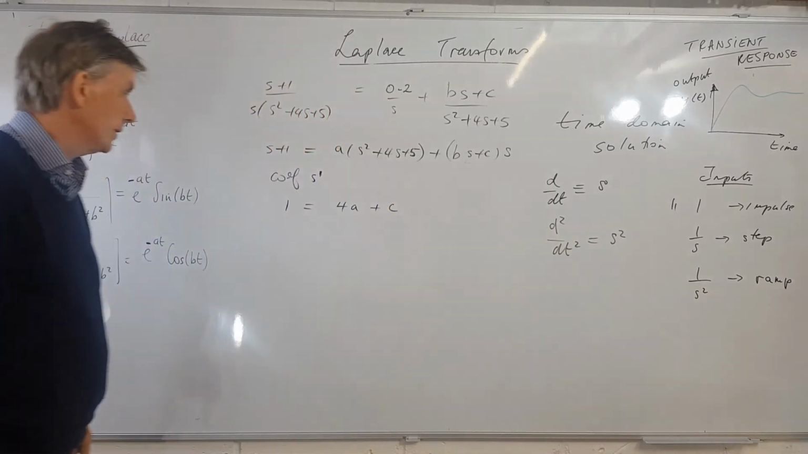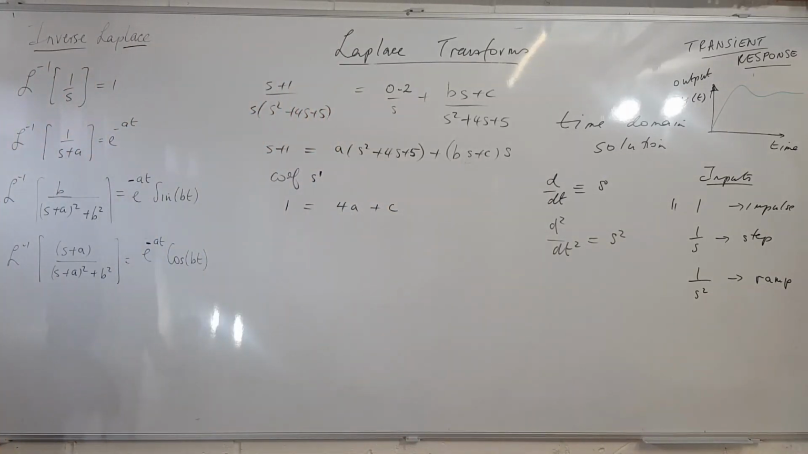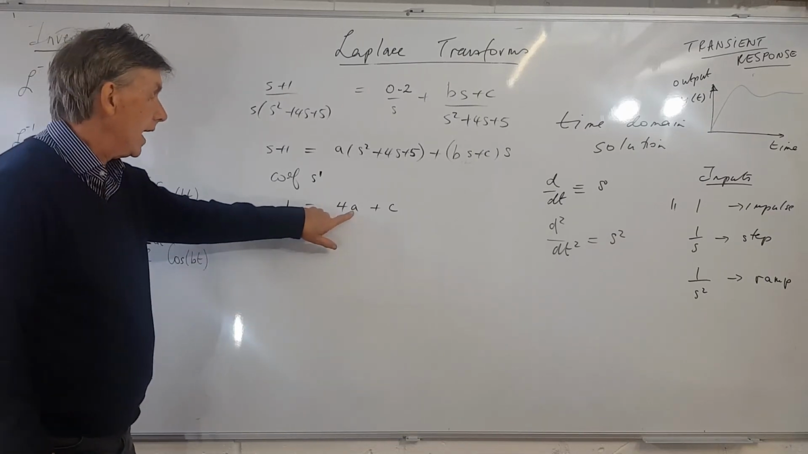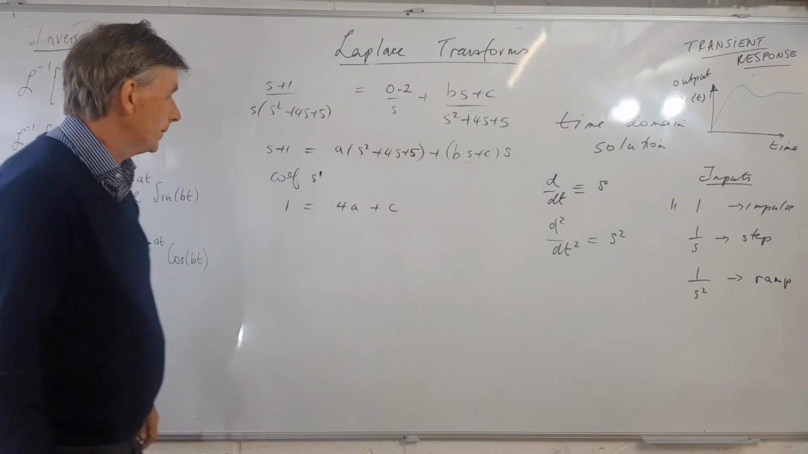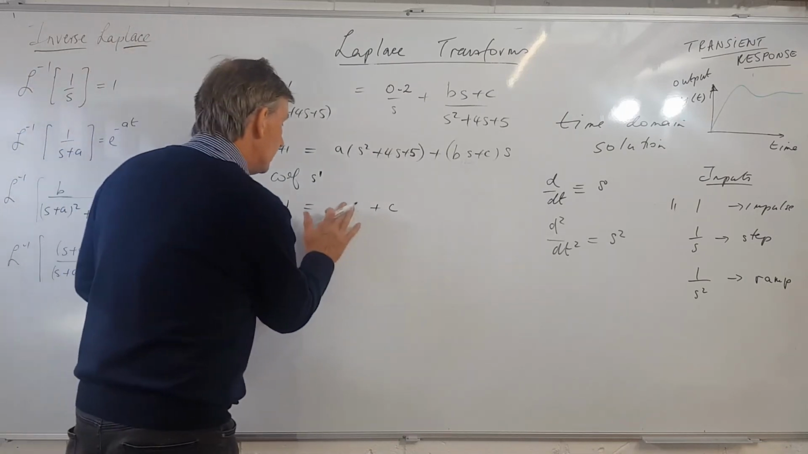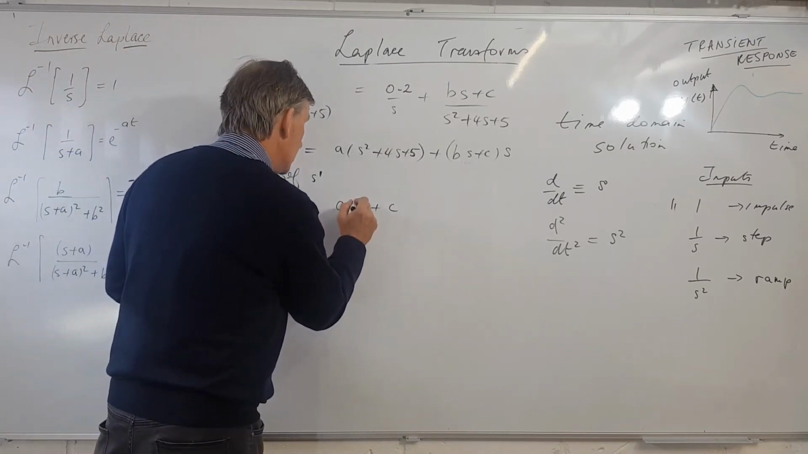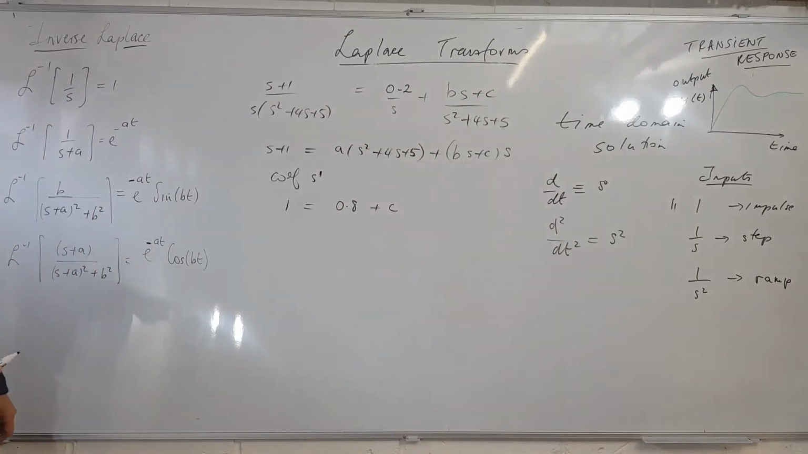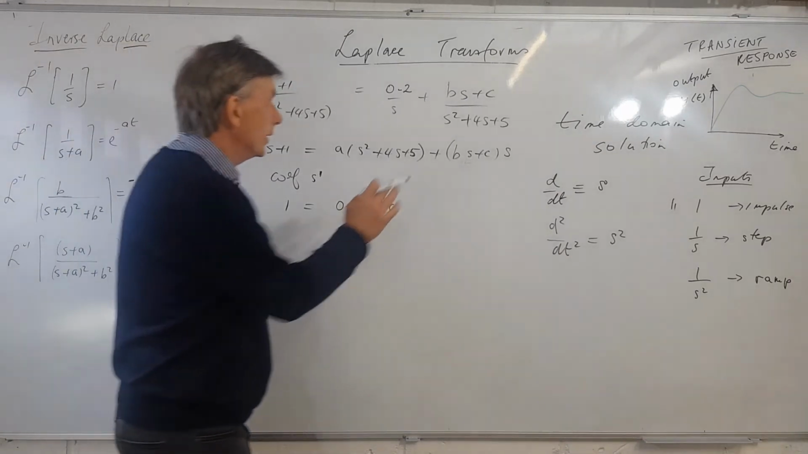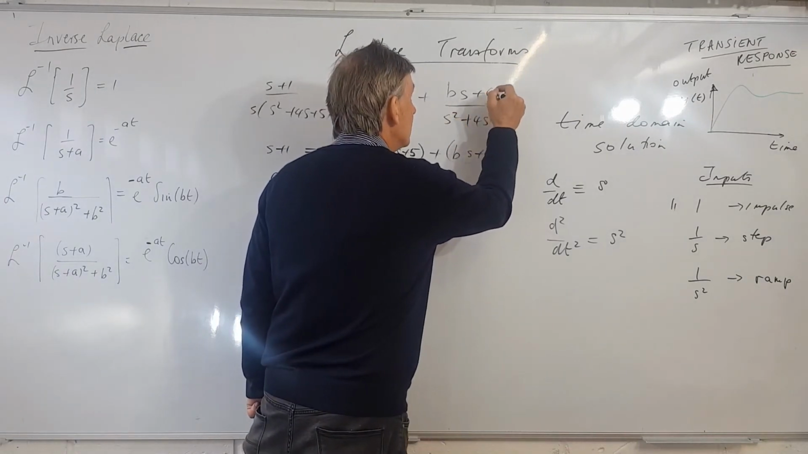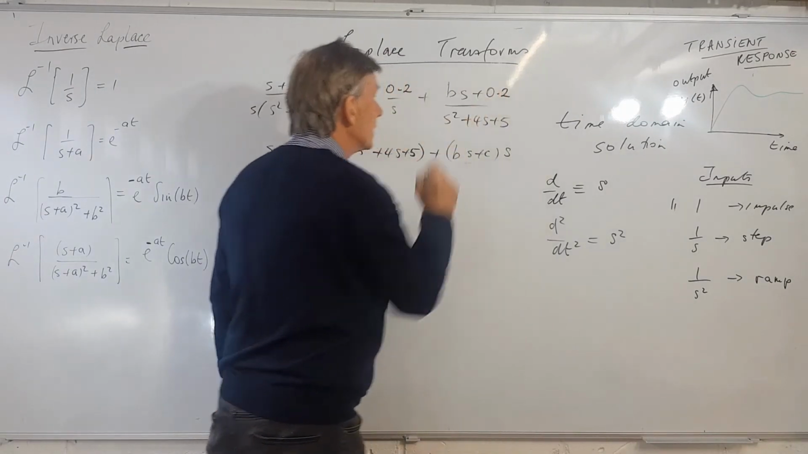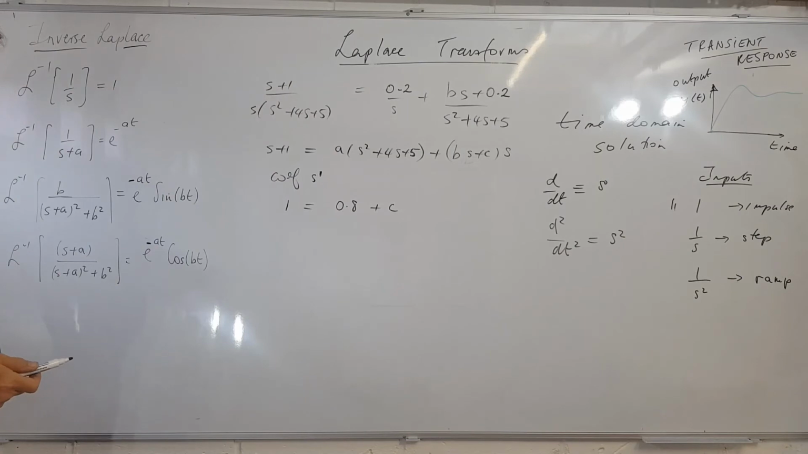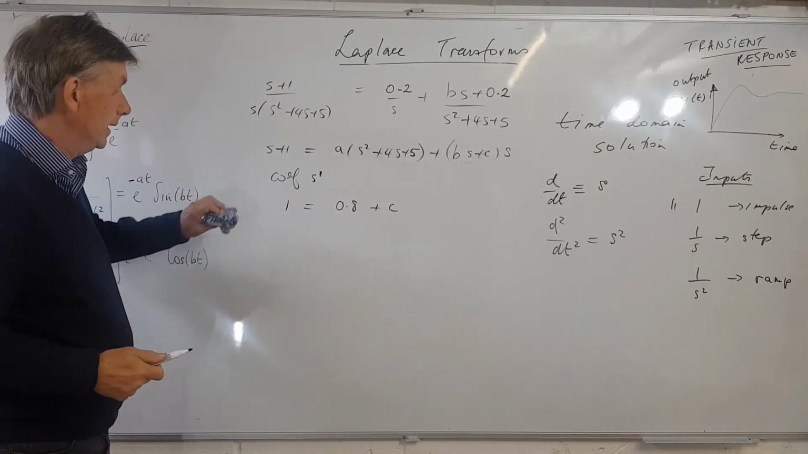So now I've got the equation of 4a plus 1 plus c is equal to 1, but we know now that a is 0.2, so this is 0.8. So if 1 plus 0.8 adds up to 1, then c must also be 0.2. That's quite good. The last one now is to get the b.